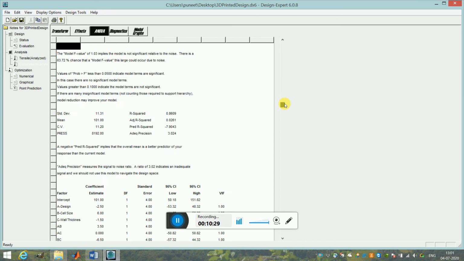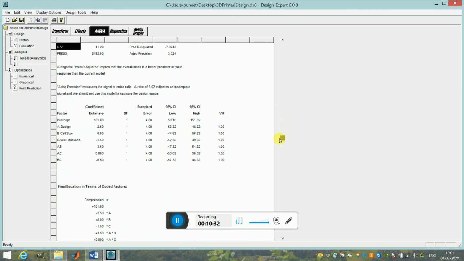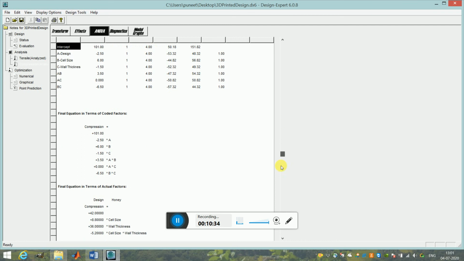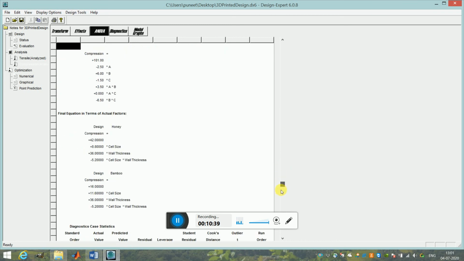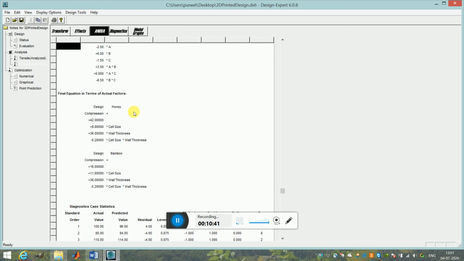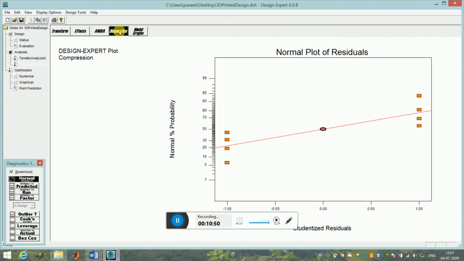And then you move further down. From here again you will get two equations, one equation for the honey structure, the second equation for bamboo. This equation is for compression strength for honey, and compression strength for bamboo. Then you go to diagnostics. You don't have to do anything here. This simply tells that this is the equation that we have got for this line, a linear equation, and it fits my data well.